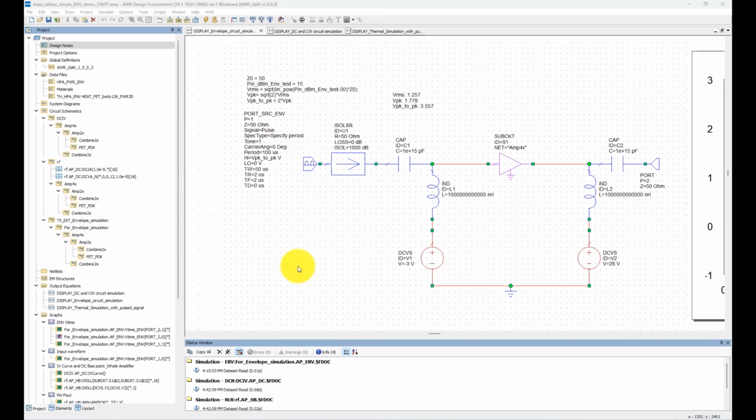For analysis of the pulsed RF signal, the PA schematic is embedded in a test bench where the stimulus signal is an RF pulse of frequency 1 GHz, duration 50 microseconds with 15 dBm of available input power.